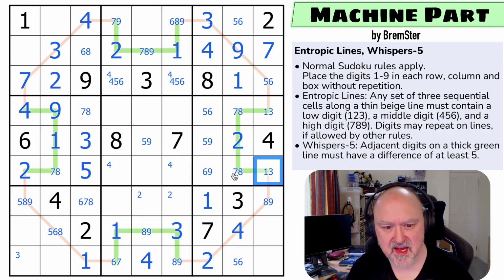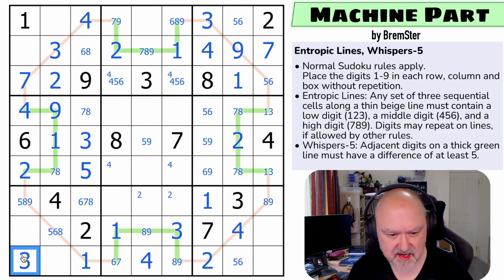The 3 here has to go next to the 8 because 3 and 7 would be too close. So wherever the 3 is in one of those goes next to the 8. So there'll be a 3, 8 here or a 3, 8 here. This 3 and 3 means there's no 3 in any of those. So 3 is down here in the corner.